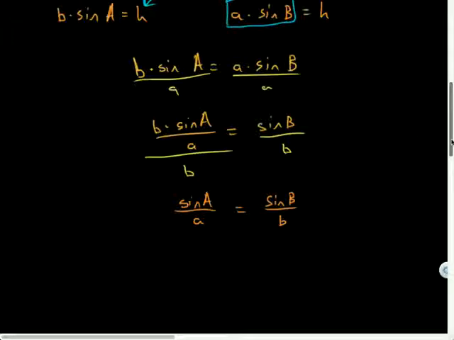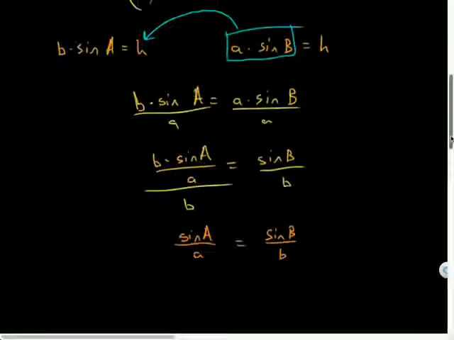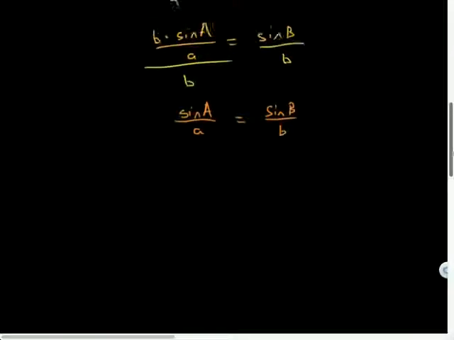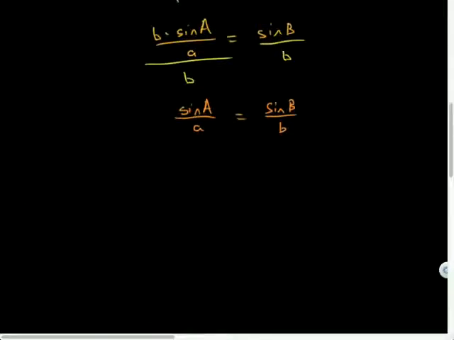And if I used a similar setup, with similar outcomes, if I dropped my height from one of the other angles, or even if I just renamed my triangle and this was the C and this was the B or something, I could come to a similar relationship regarding angle C related to angle A or B. All right, so the law of sines looks like this.